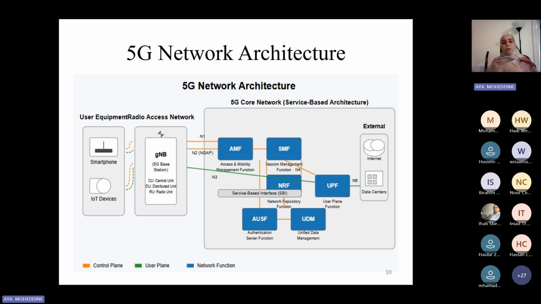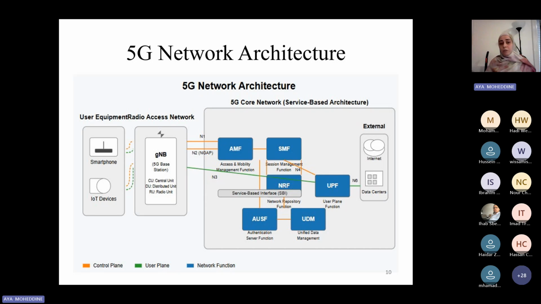So what is the network architecture of 5G? Similar to traditional mobile communication networks, it is mainly composed of three parts. The user equipment, which is our cell phone, for example, or an IoT device. The RAN, or radio access network, which in 5G is known as the gNodeB, or next generation node B. This 5G base station is composed of the central unit, which handles the higher layer protocols, the distributed unit, which processes the baseband signals, and the radio unit, which manages the radio transmission and reception.